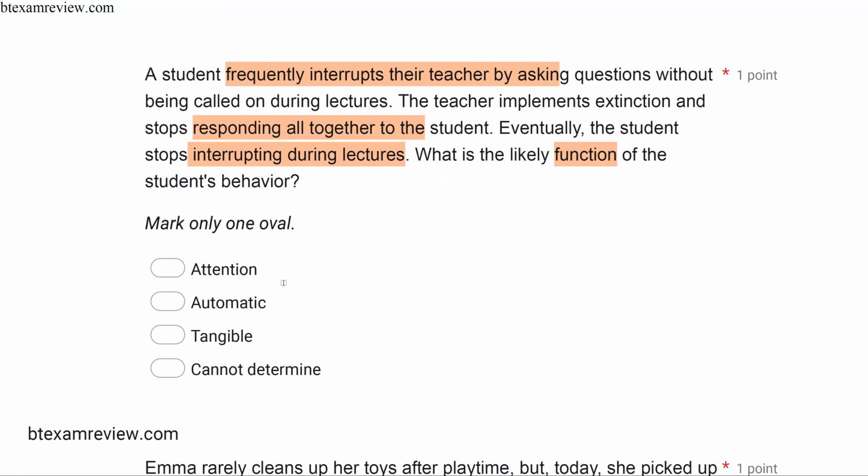Well, very likely it's A, attention. It's not an automatic function because it's socially mediated, right? Automatic is alone or without social mediation. It's not a tangible, the student isn't receiving anything. And we can determine because what are we withholding? We're withholding the attention from the asking questions during lectures without being called on, which has led to a decrease in the behavior.